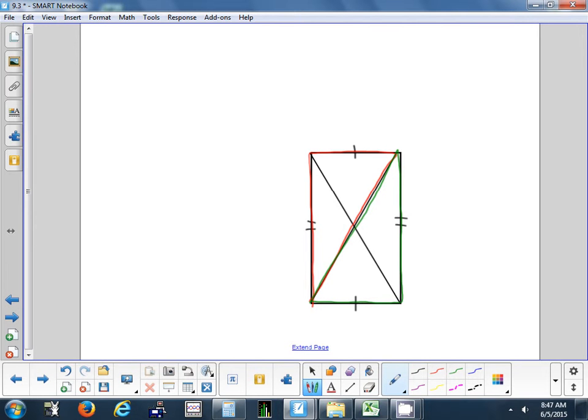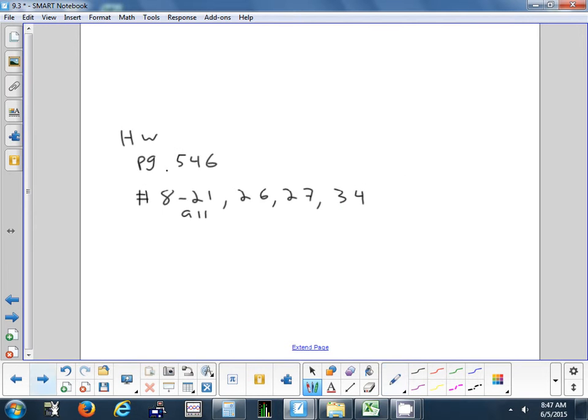So that's the converse of the Pythagorean theorem. All right. So the homework on that is on page 546. Problems 8 to 21 all, 26, 27, and 34.